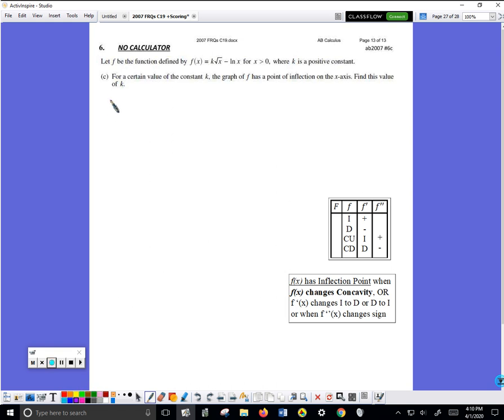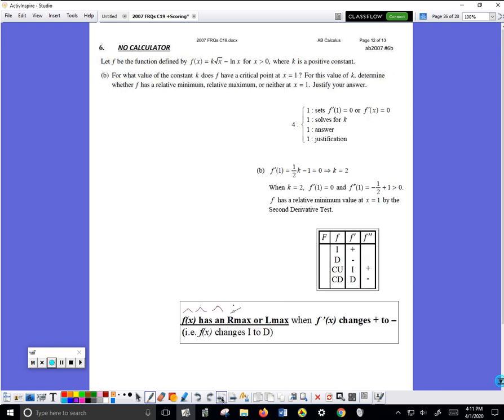There's a fact that says that f has an inflection point at some x coordinate. Then f double prime of that x coordinate will equal 0. The opposite is not necessarily true. Just because the second derivative is equal to 0 does not mean that f will have an inflection point. But this is true.